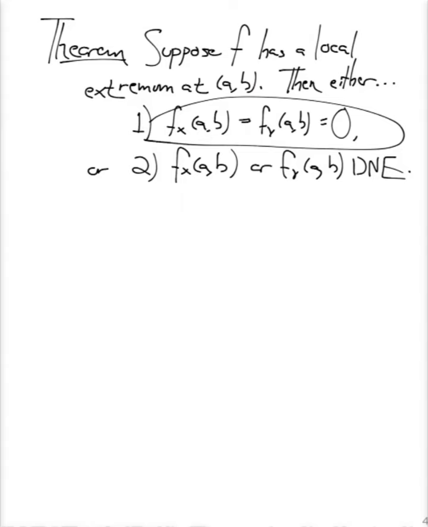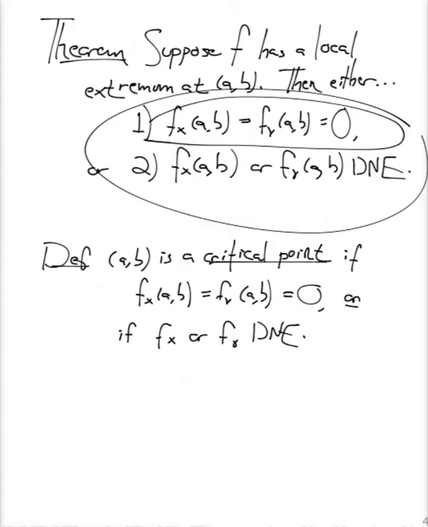So this gives us a strategy for finding the local extrema. We find all the points for which the x and y partial derivatives are 0, or we find points for which at least one of these partial derivatives doesn't even exist. These points come up a lot, so we have a special name for them. We call them critical points. We say that a point (a, b) is a critical point if one of these conditions is true.